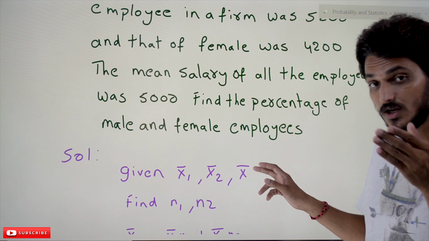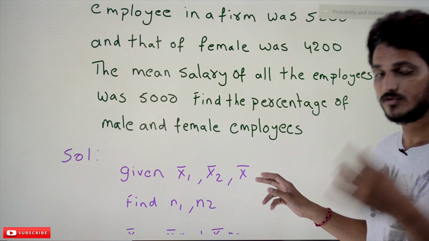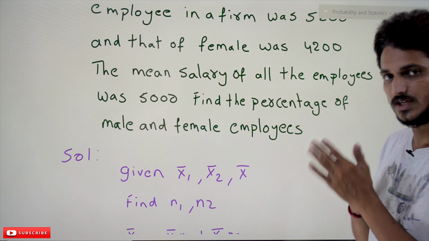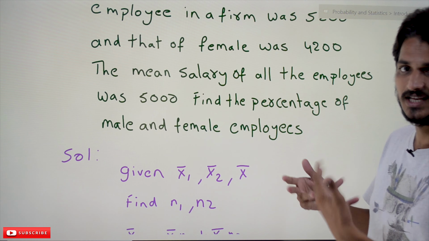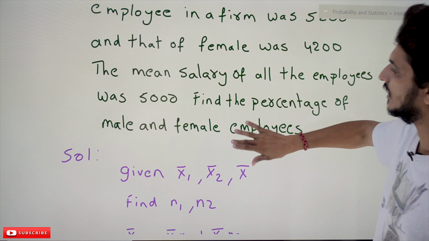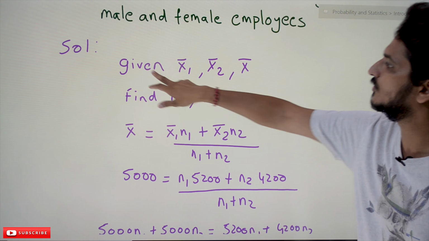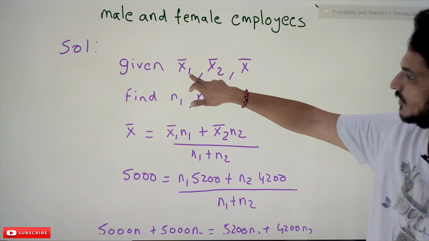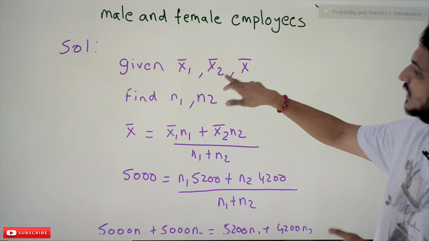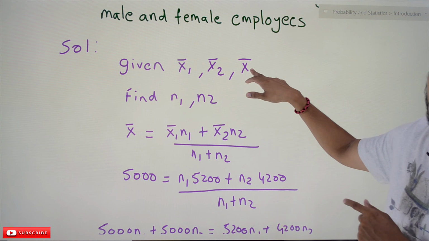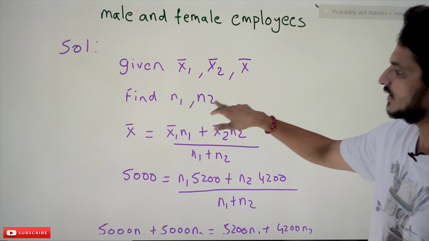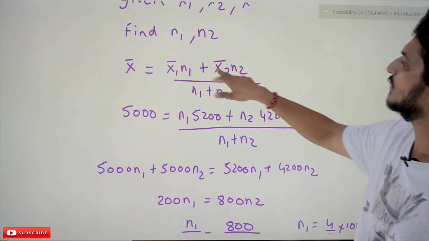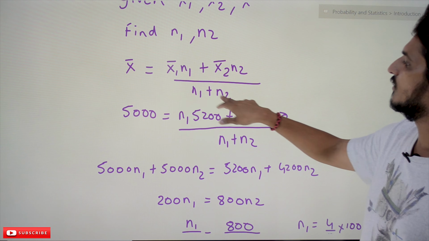In our last class, we clearly discussed the property. One of the properties: if the mean of two groups has been given, we can easily find the N1 and N2 values. How do we find those N1 and N2 values? Given X1 bar and X2 bar, the mean of male employees and the mean of female employees. X bar means total employees. If you want to find N1, N2, this is how the equation is. X bar is equal to X1 bar N1 plus X2 bar N2 by N1 plus N2.